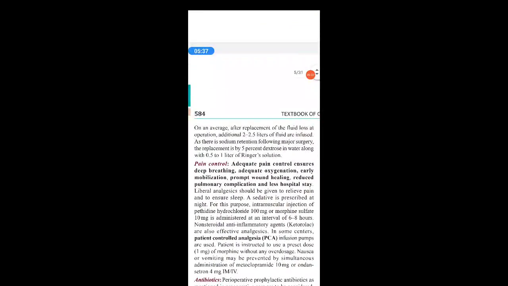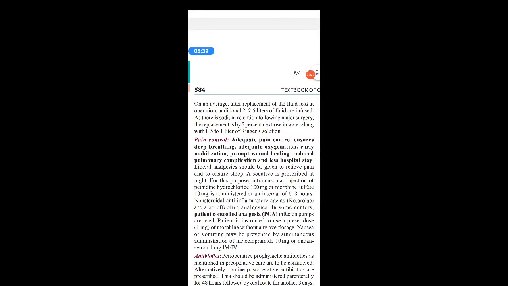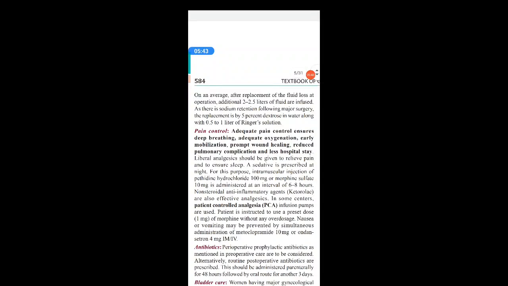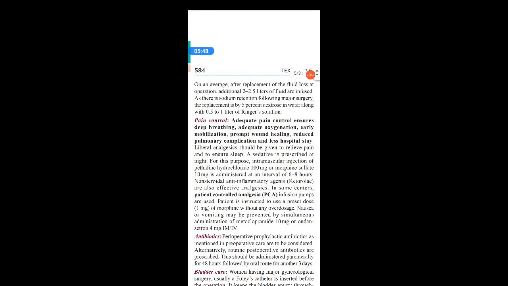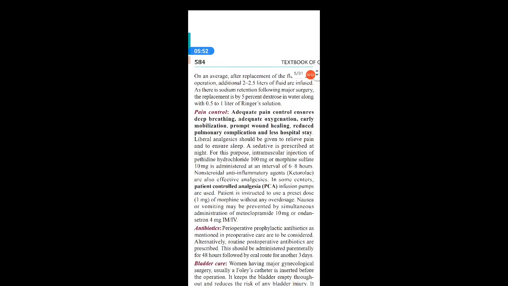On an average, after replacement of the fluid loss at operation, an additional 2 to 2.5 liters of fluid is infused. As there is sodium retention following major surgery, the replacement is by 5% dextrose in water along with 0.5 to 1 liter of Ringer lactate solution.